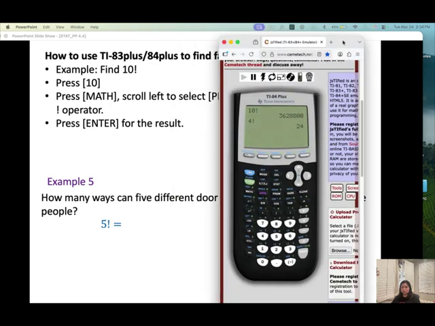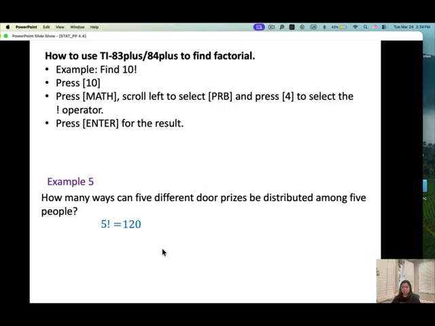So use your calculator. Try 5 factorial. 5, math, probability, number 4, enter, which is going to be 120. Okay? Or you could write it out: 5 times 4 times 3 times 2 times 1.